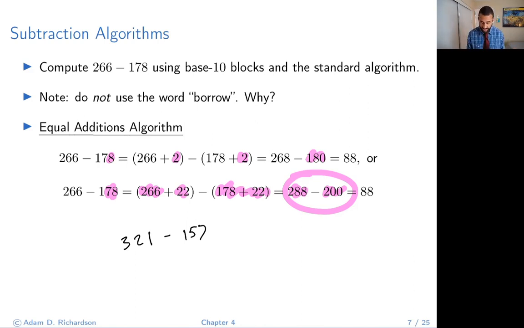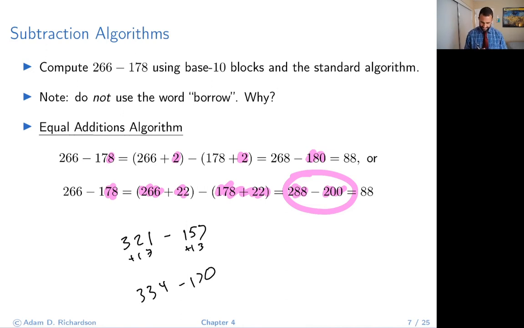Let's try this. Let's try adding, oh, I don't know, 13. Let's add 13 to both. I'm picking 13 because I'm going to see if getting a whole 10 there makes it easier to compute. Let's try it. So now I'm going to end up with 334 minus 170. Oh, that's not so bad. 334 minus 170. That one I can split up a little bit more, right?